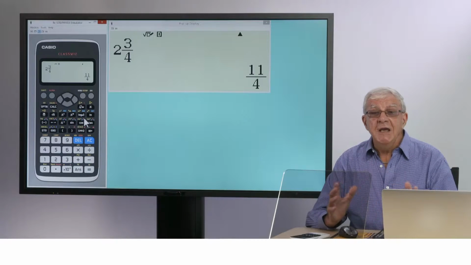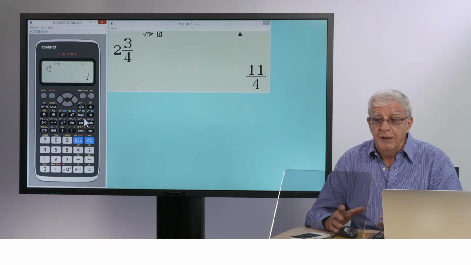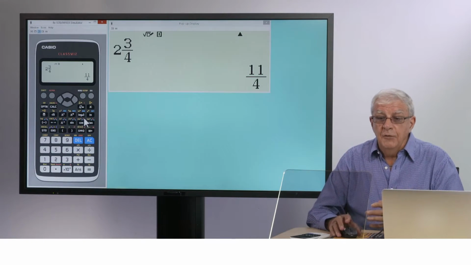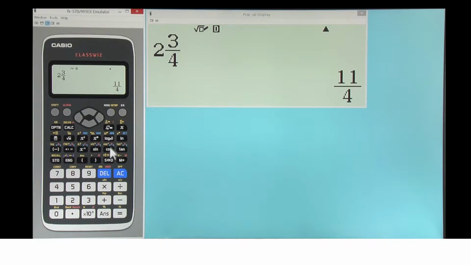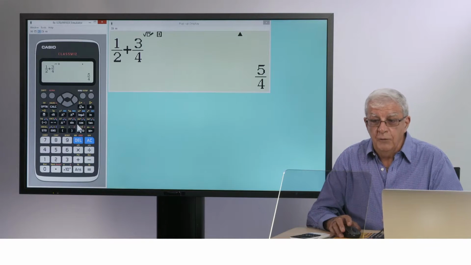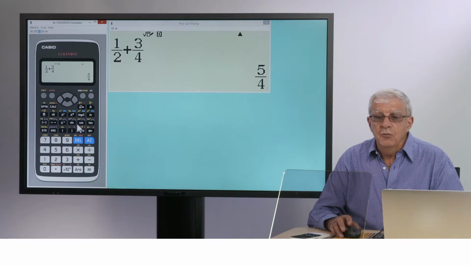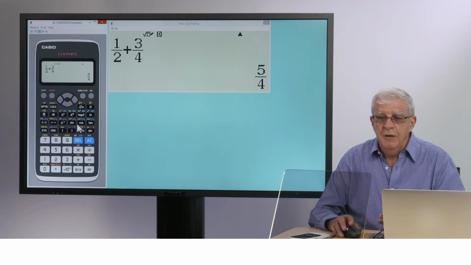ClassWiz will let you do any computations with fractions directly. So, for example, to add 1/2 and 3/4, we start with entering 1/2, and notice the fraction has a flashing cursor in the denominator. We need to move across to put the plus sign in, and then enter 3/4, 3 and fraction 4, and the result is 5/4.